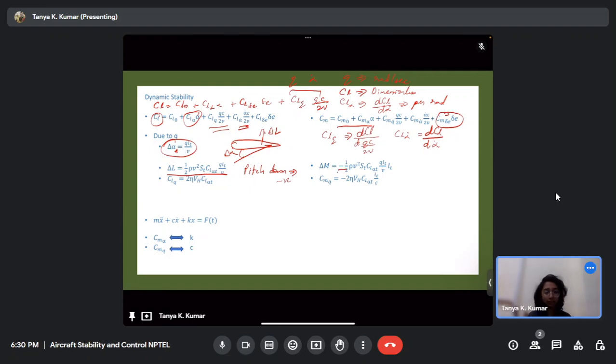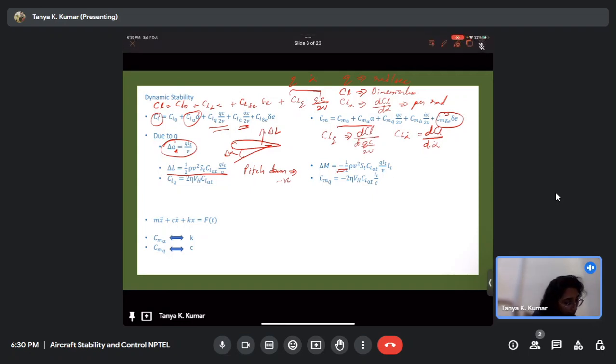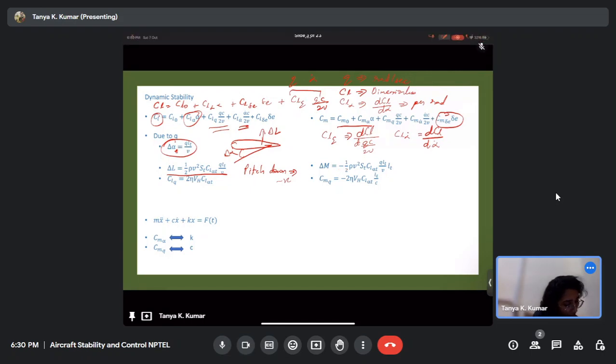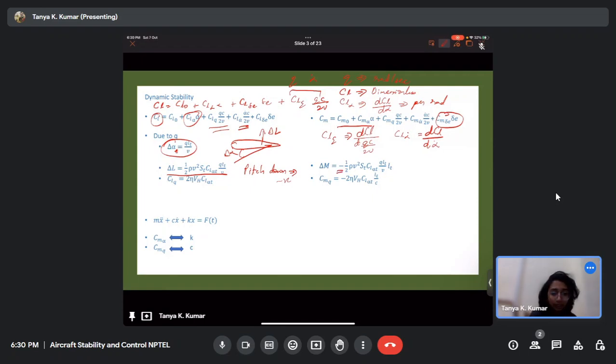It will produce a pitch down, which is why you have this negative sign here. Do not get confused about why the negative sign came. It is because the increase in lift of the tail produces a pitch down moment. That is why you have a negative sign there.